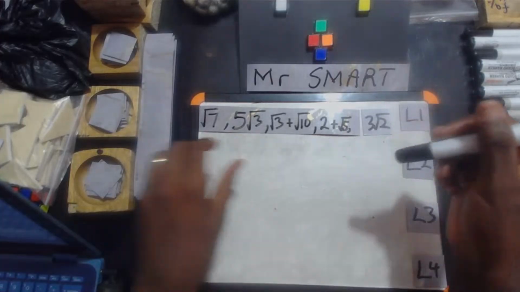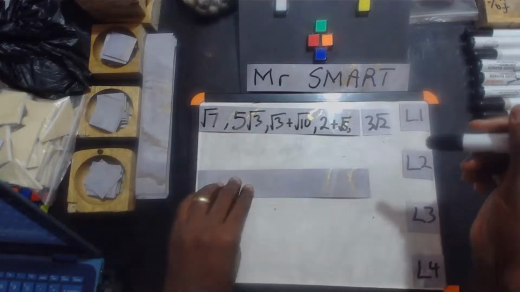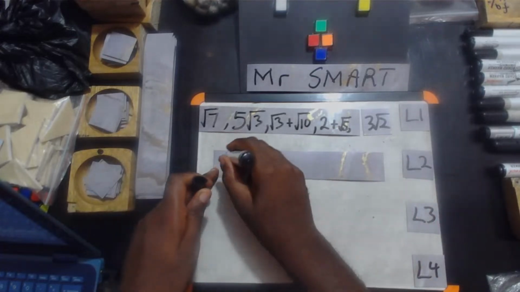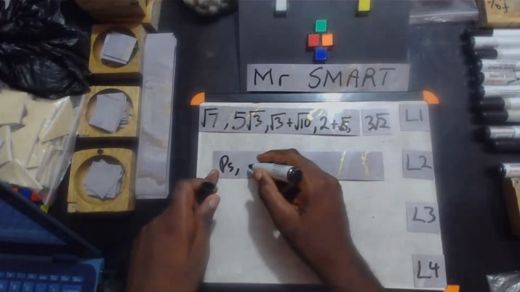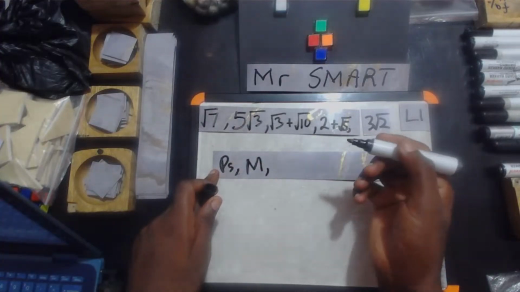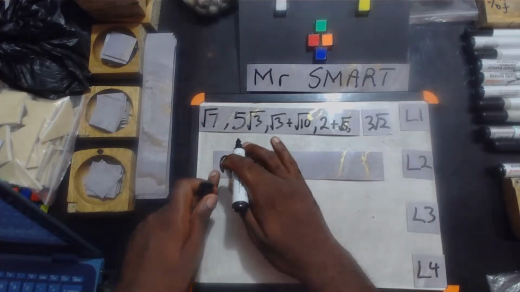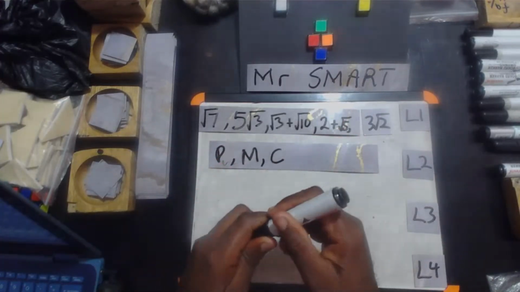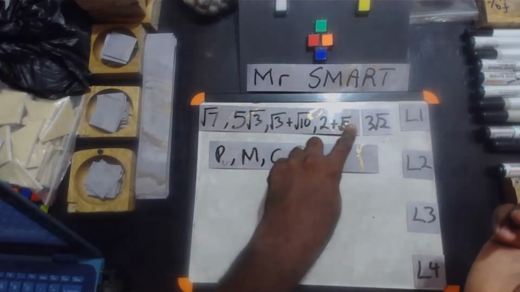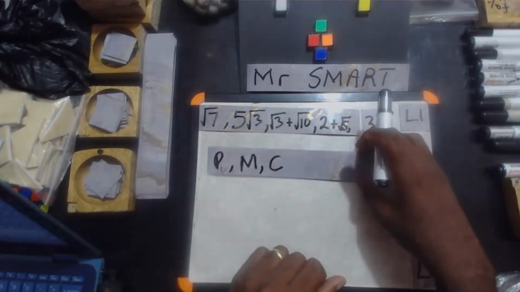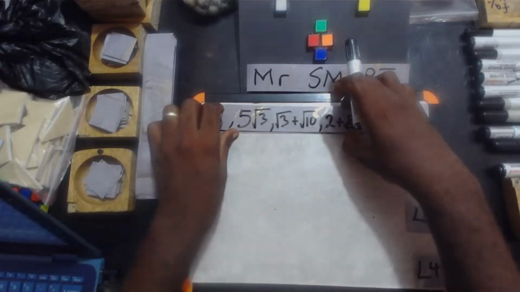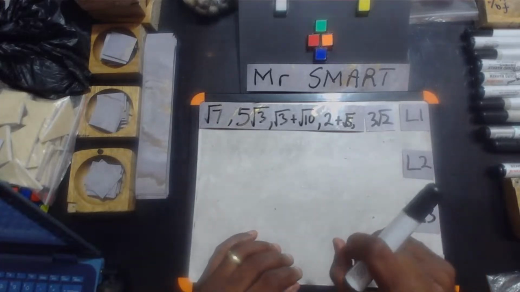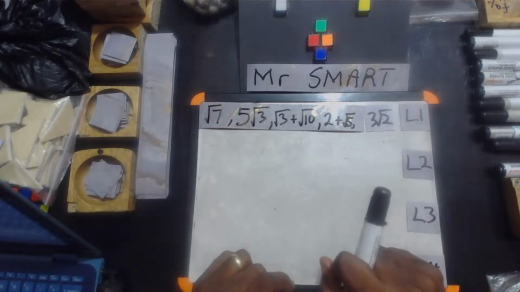So what we want to know is, which one is a pure surd? Which one is a mixed surd? Which one is a compound surd? Which one do you think? So you have 1, 2, 3, 4, 5, 5 different options to work with. So this is level 1. Then I would be interested in knowing your answer when we come to class.